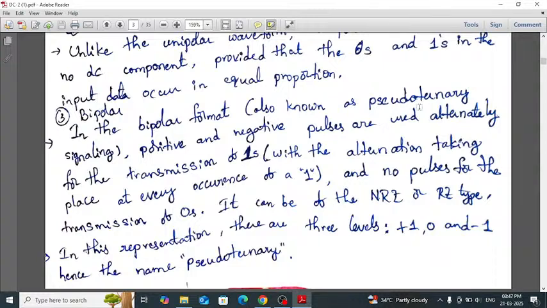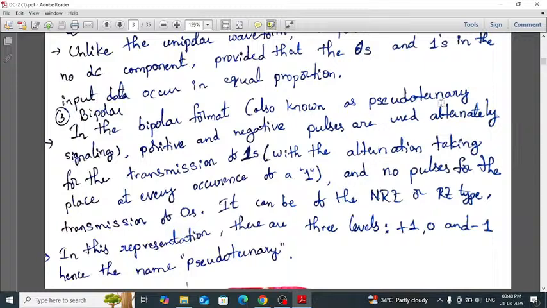Why the name is given as pseudo ternary? Pseudo means generally duplicate. Here for symbol 1 we have both positive as well as negative level. When the first occurrence of the symbol 1 is positive, the next occurrence of the symbol 1 is negative. If the first occurrence of the symbol 1 is negative, then the next occurrence of the symbol 1 is positive. The first symbol 1 may be either positive or negative, we don't know. But the successive symbol 1s change the amplitude levels from positive to negative and negative to positive. So that's why we are calling this one pseudo ternary.